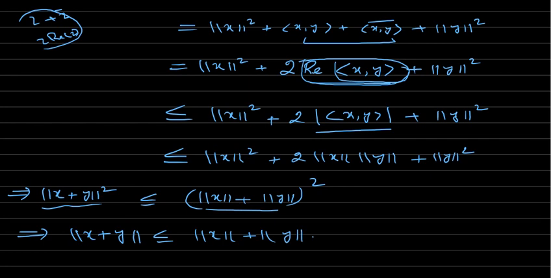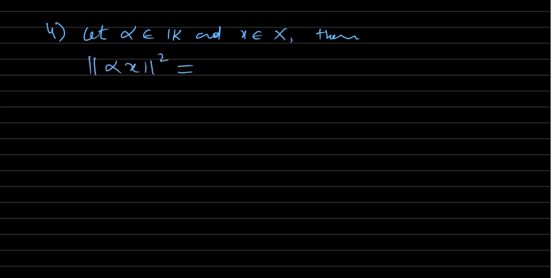So now we prove the last one, last property. That's the fourth one, which for any scalar k, let's choose alpha in the scalar field k and x in the x, then norm of alpha x square. Okay, this is equal to inner product of alpha x with alpha x, that's equal to alpha conjugate and inner product of x with x, but alpha conjugate is mod alpha square, and this is norm x square.